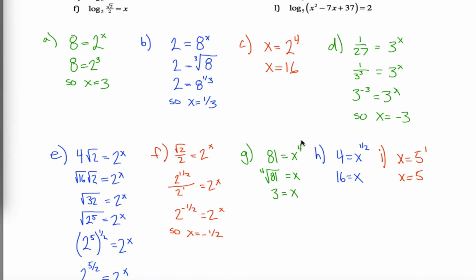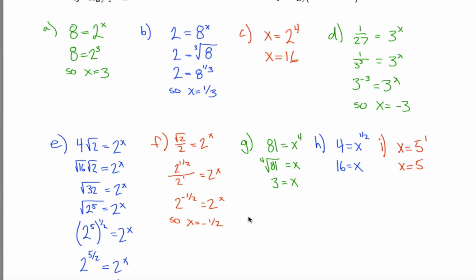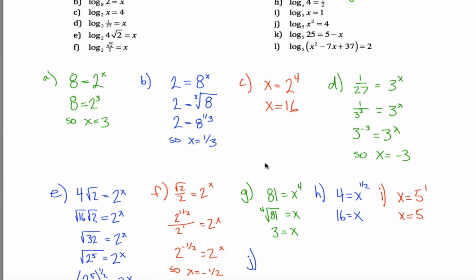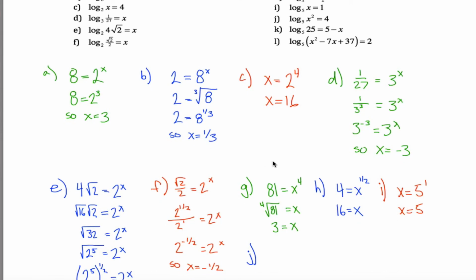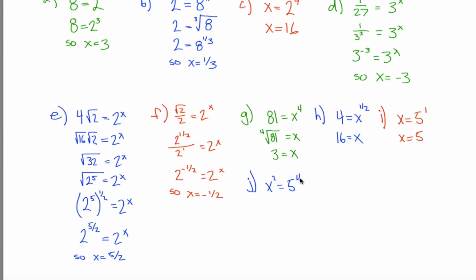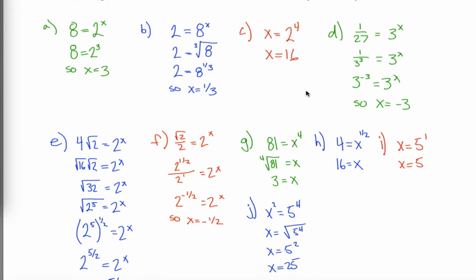Okay. E, F, G, H, I. What do I have? J, K, L left. J. Let's sneak it in here. Log base 5 of x squared equals 4. Rewriting that as I've been rewriting them, I would say that x squared is equal to 5 raised up to the 4th power. So some number squared is equal to 5 to the 4th power. x is equal to the square root of 5 to the 4th power, which is 5 to the 2nd power, which is just 25. Trying to color coordinate so that things don't run into each other.